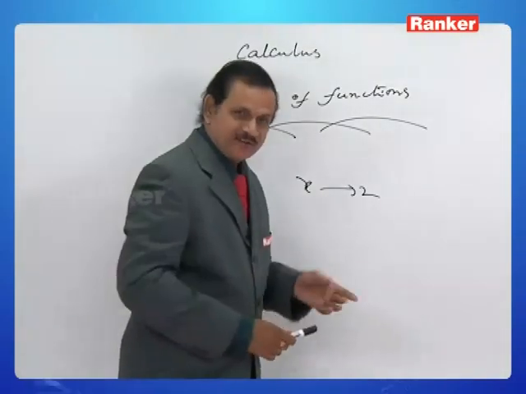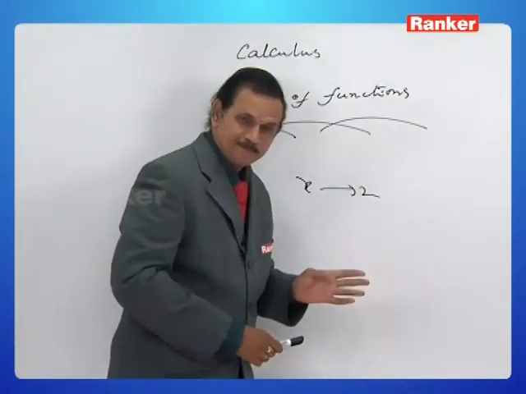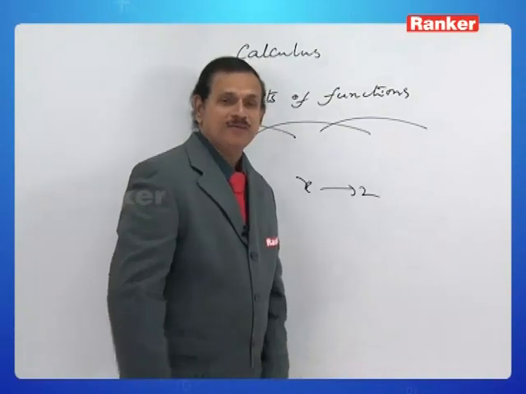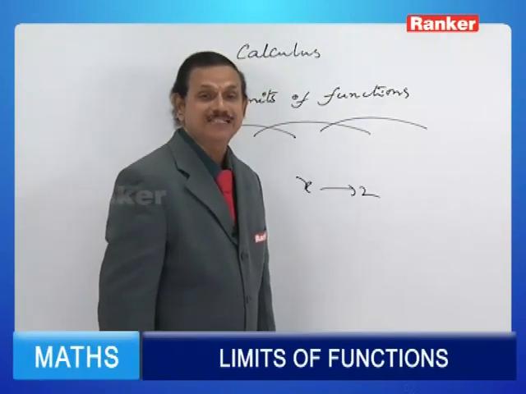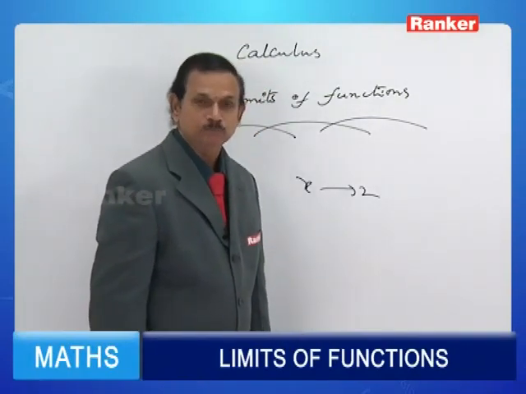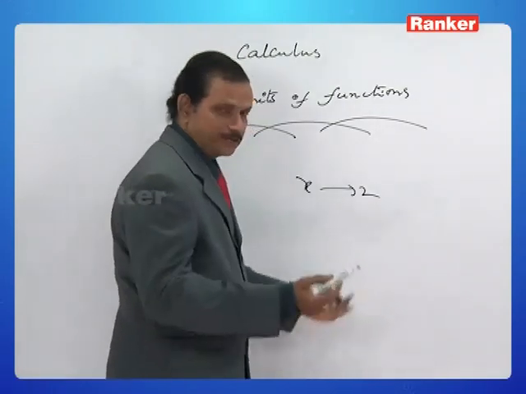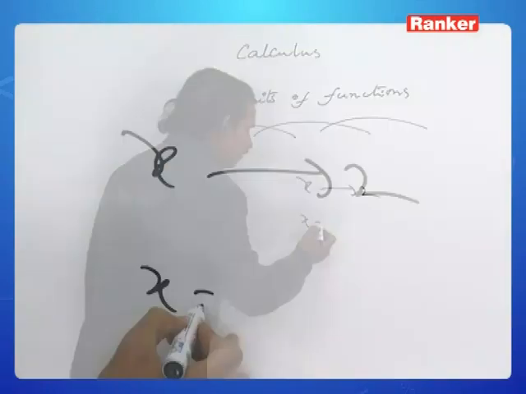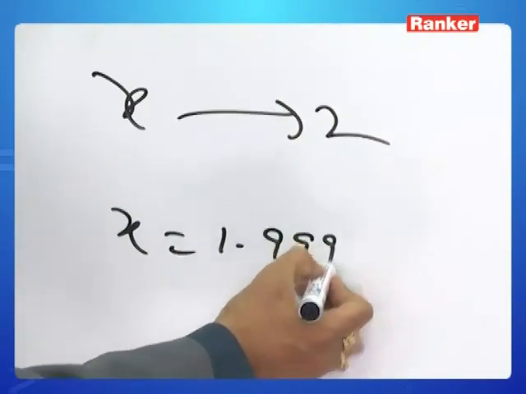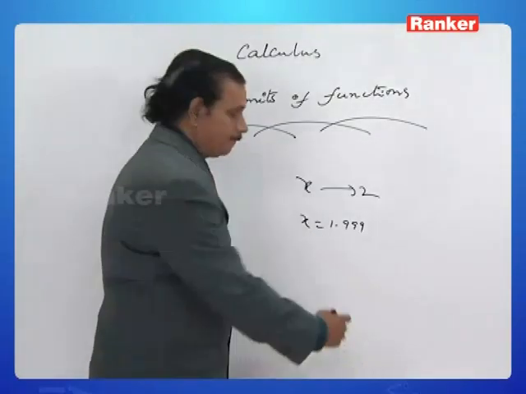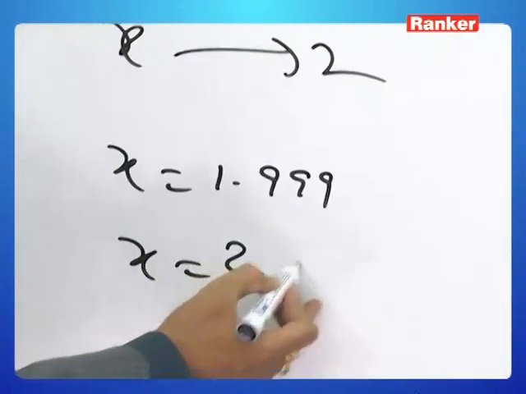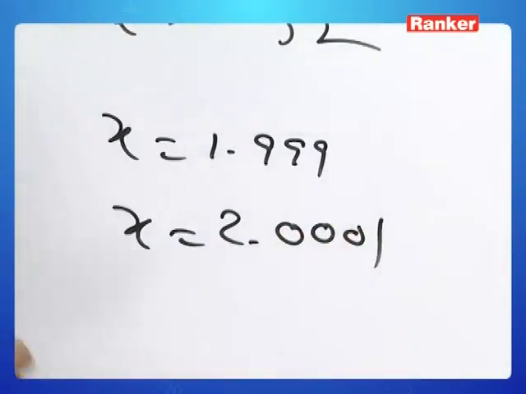Of course, we write symbolically like this. X tends to 2 means X is not exactly equal to 2. Then, what is the exact value of X? It might be 1.999 or it can be 2.0001.